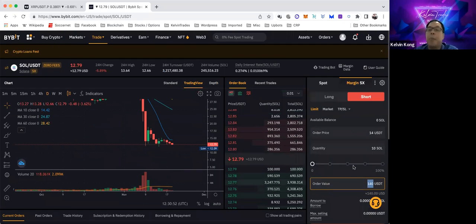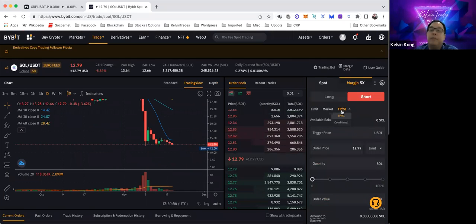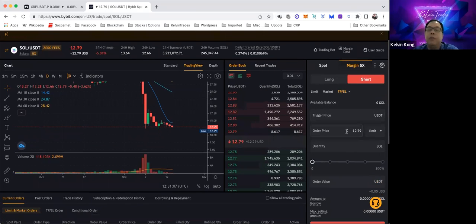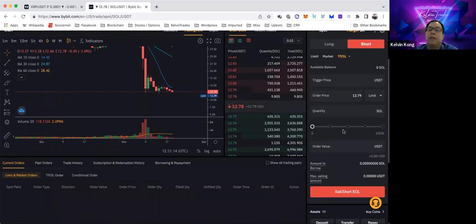All right. Then of course, you have this feature over here, where you can set your take profit and stop loss in advance. And then you don't have to monitor the trade anymore. Got it?